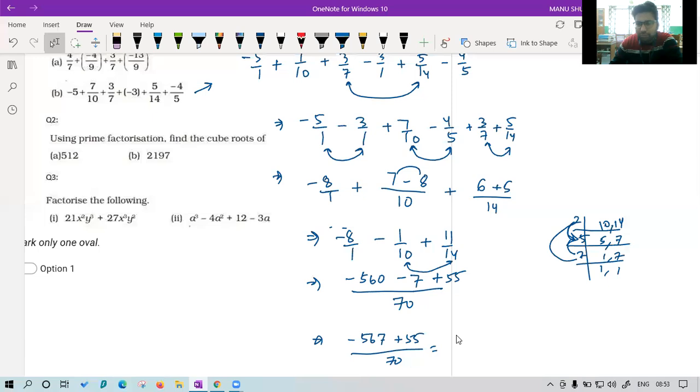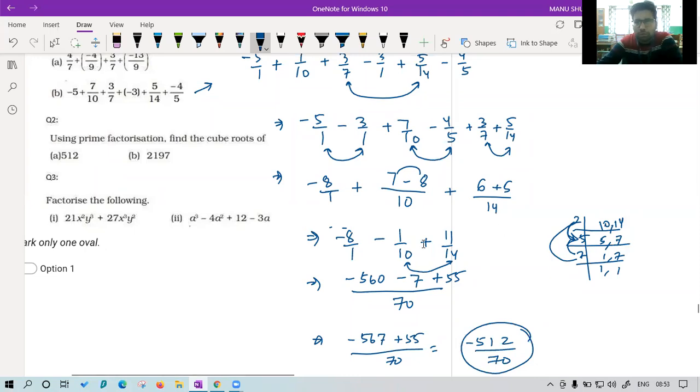And finally, we will get 7 minus 5 is 2, 6 minus 5 is 1, and 5 negative upon 70. I hope all of you got this answer. Minus 512 upon 70. Please confirm if you got the same answer. If you have any issue, you can ask. Okay, very good. Vanshika also got, Hideshwar also got, fine.